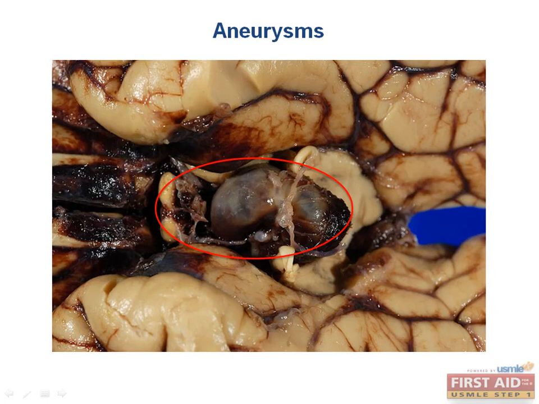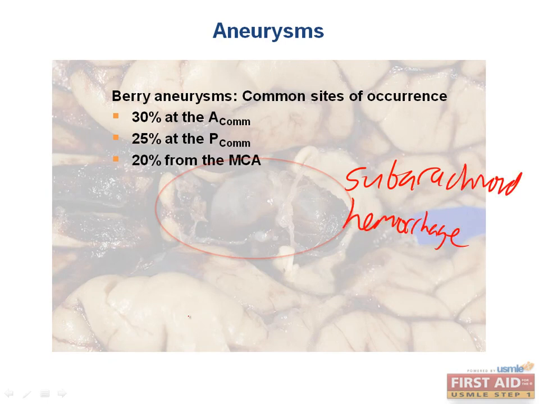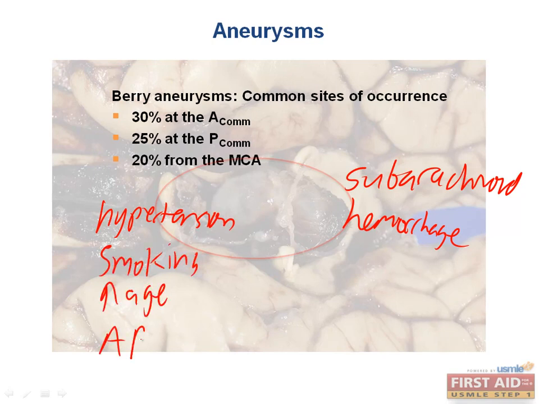As we just mentioned, Berry aneurysms are very common at the Circle of Willis. This is an example of a Berry aneurysm here. About 30% of Berry aneurysms occur at the anterior communicating artery, while 25% of them occur at the posterior communicating artery. Lastly, 20% occur at the middle cerebral artery. Berry aneurysms are prone to rupture, which can lead to subarachnoid hemorrhage. Risk factors for aneurysmal rupture include hypertension, smoking, advanced age, and people with adult polycystic kidney disease, ADPKD.